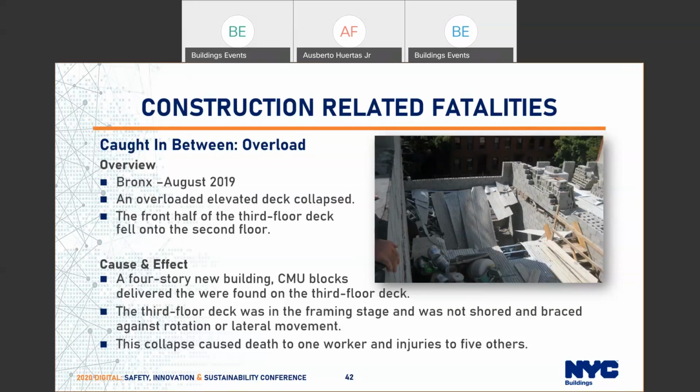The third floor decking was in the framing stage and was not shored and braced against rotation or lateral movement where the workers were staged and working. When the CMU was delivered, it was brought up and placed on the unsecured deck. The collapse caused the death of one worker and injured 5 others. Some of those injured were buried in the collapse and had to be rescued.